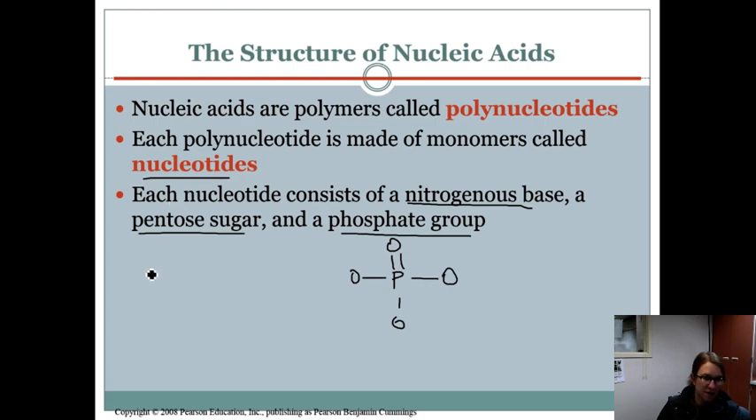So you know what that looks like. Pentose sounds like pentagon, which has 5 sides. So it's going to be a sugar that's got 5 sides, and we know that sugars usually have 5 or 6 sides. The nitrogenous base, you can guess that it's going to have some nitrogen in it, some N, and we'll see what it looks like.